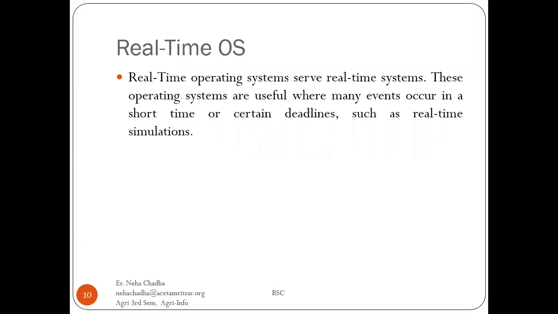These operating systems are very useful when many events occur in a short time or with certain deadlines. We may say that real-time systems are generally used for such events only, for a smaller period of time, where you have a few timelines and have to complete your task in a particular time frame. Then we use the real-time operating system.